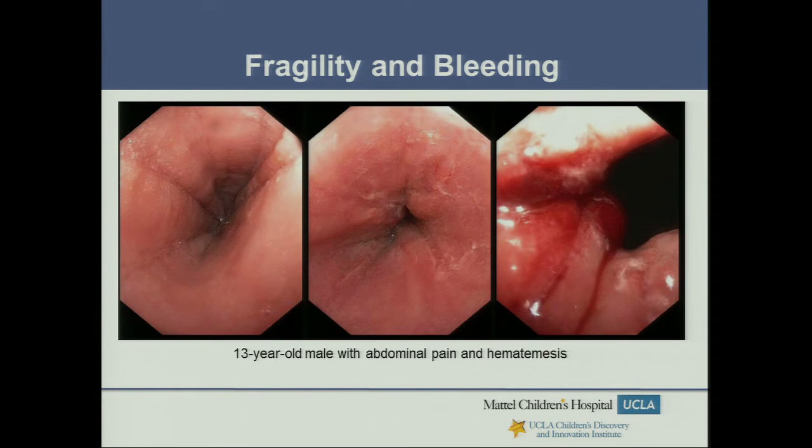These photos were taken from a 13-year-old boy who had actually had a couple years history of some very mild abdominal pain that was thought to be functional abdominal pain. And then he actually presented to the ER with hematemesis. This is not a common presentation for EoE, but it has been reported. And here you can see he does have these linear furrows. He has gross findings of esophagitis with this very friable mucosa with some white ulcerations. And you can see that he was bleeding from his distal esophagus.